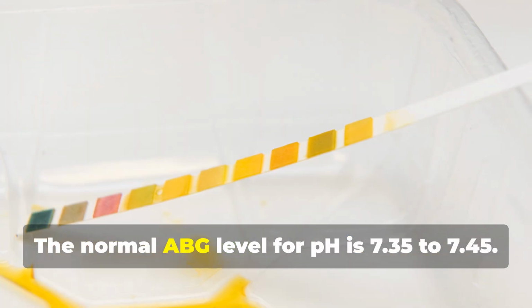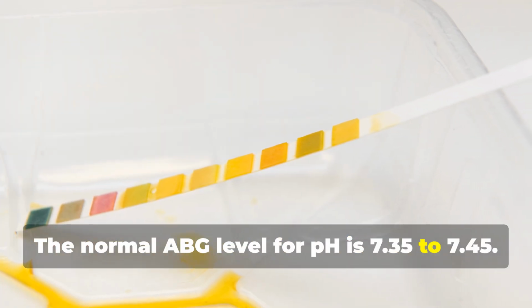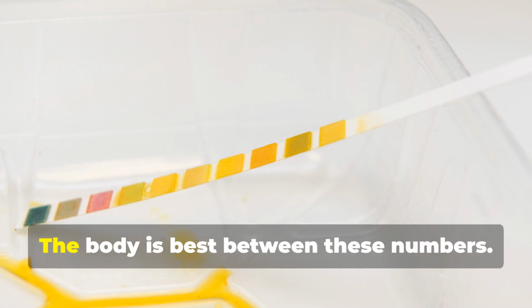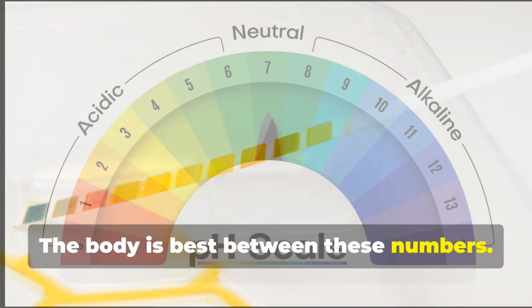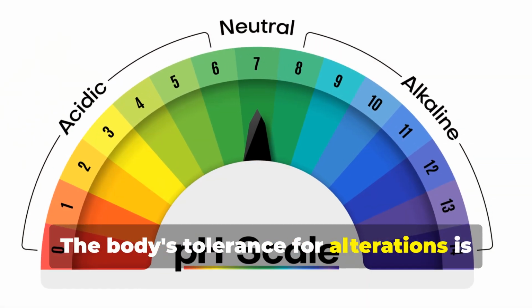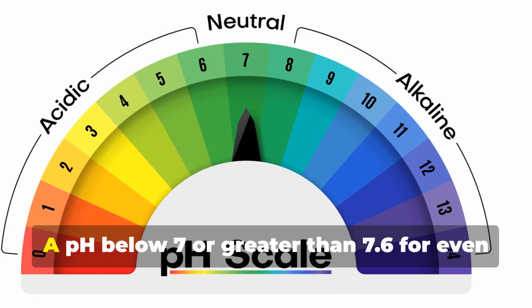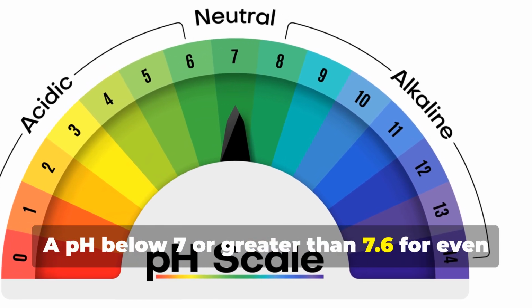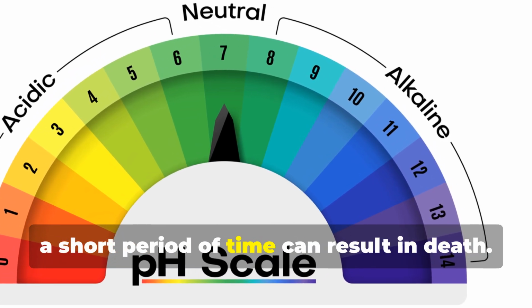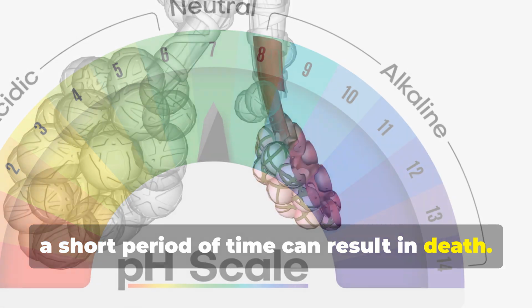The normal ABG level for pH is 7.35 to 7.45. The body is best between these numbers. The body's tolerance for alterations is very narrow. A pH below 7 or greater than 7.6 for even a short period of time can result in death.